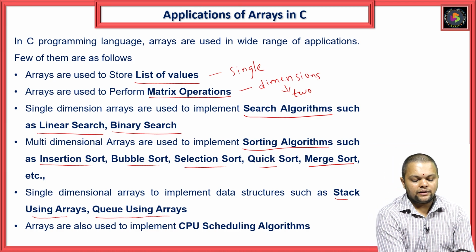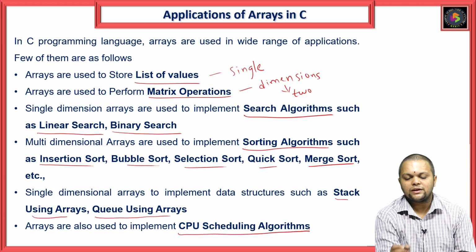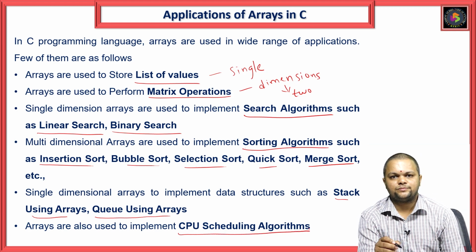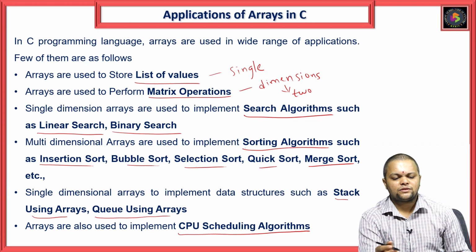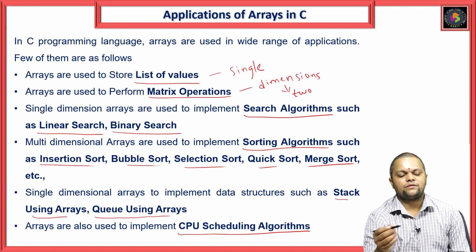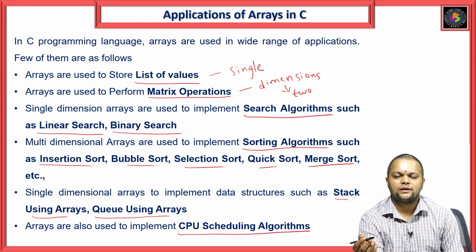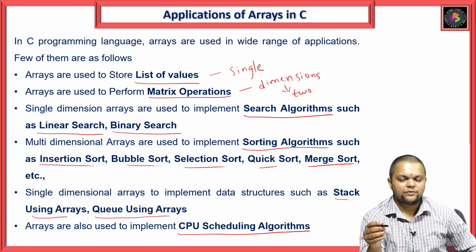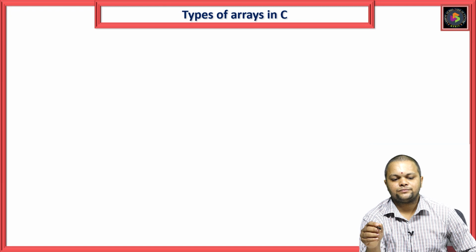Using a single dimension array, I can implement CPU scheduling algorithms in operating systems. So arrays can be used for many types of things, as we have seen: storing a list of values, matrix operations, searching algorithms, sorting algorithms, CPU scheduling algorithms. We have different types of stacks, queues and everything, and we can use something called an array.